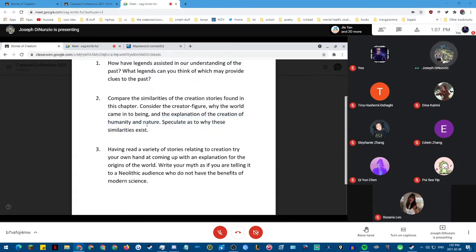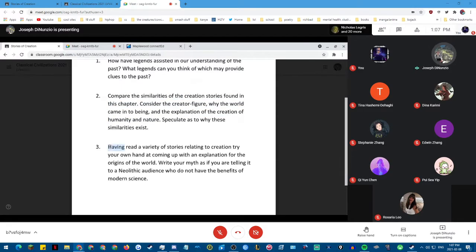When you read these creation stories, you're going to find a lot of similarities, especially when you think of the stories in the East and the stories in the West. For example, Mesopotamia and Egypt have a very similar history. Greece and Rome have very similar creation stories. Israel and Christianity have very similar creation stories. So compare.